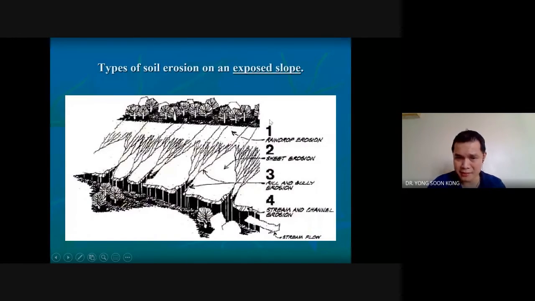So just to bring you back again, the severity and the development of the severity of the erosion begins with sheet erosion where you have all those rills, and then it develops bigger into gullies, and then finally it may become a river.